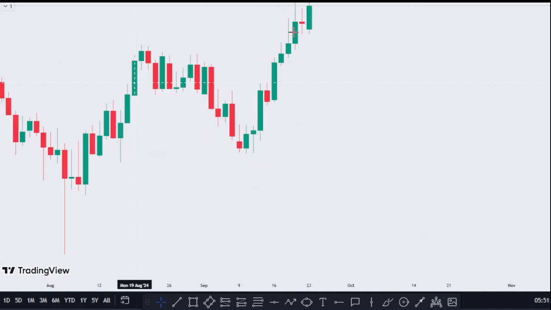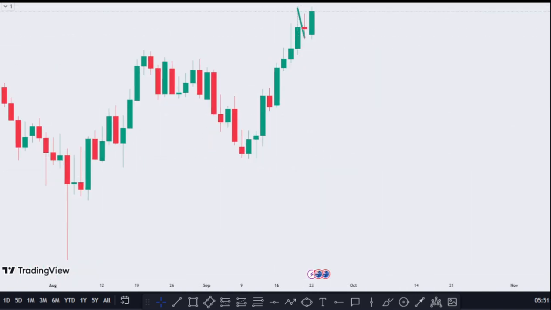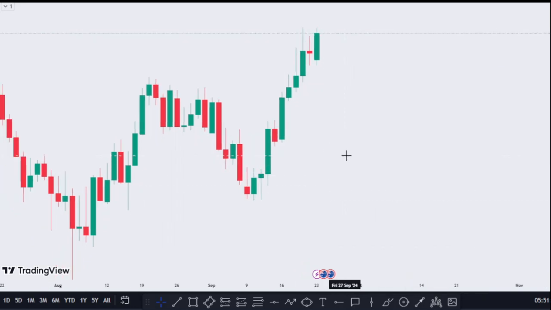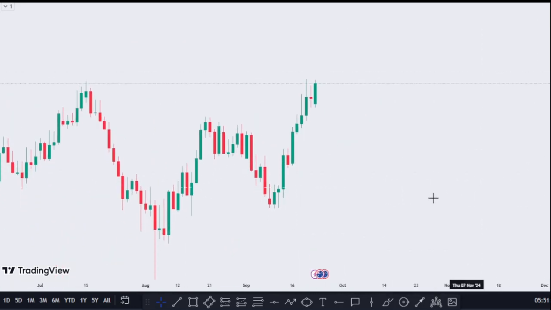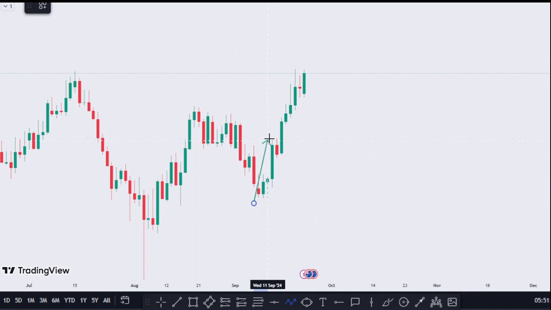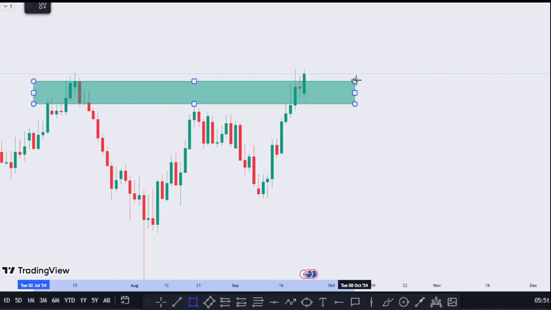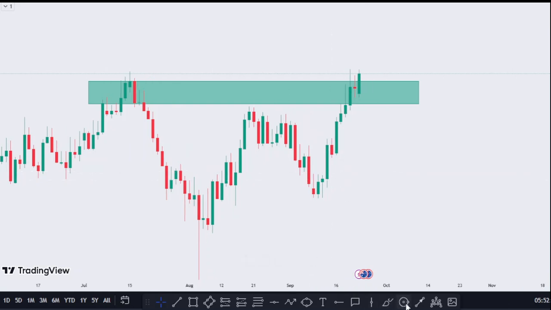Now, the next pair on my watch list is AUD Canadian dollar. You can see the structure on the daily time frame is also bullish, right? Where we are having higher high, higher low, higher high, higher low, higher high. Remember, the next step is for us to establish our frequency key level zone. Now, we are having the frequency key level zone around this place.